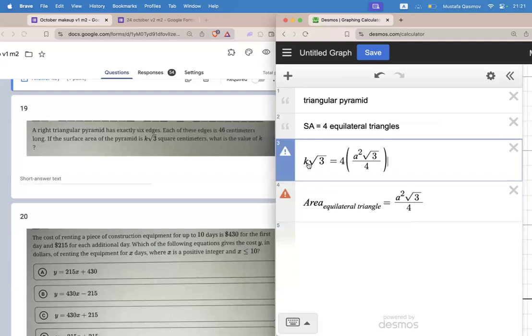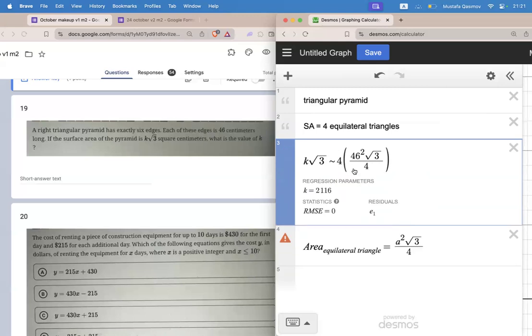We have to write here. Then we have to find the value of k. It says that a is equal to 46. Then let's do it like that. You will get the answer, 2116. Any question?